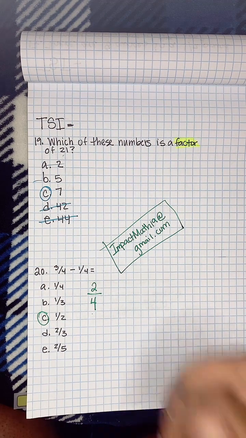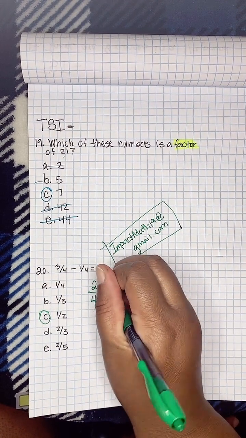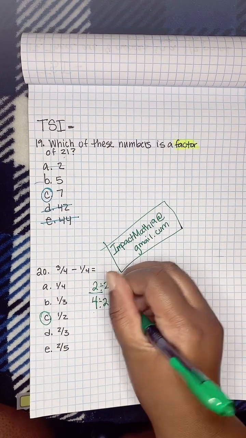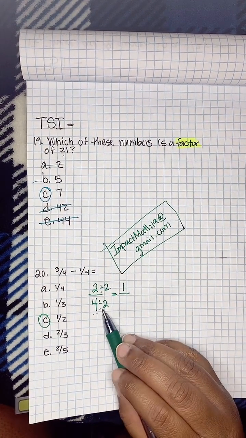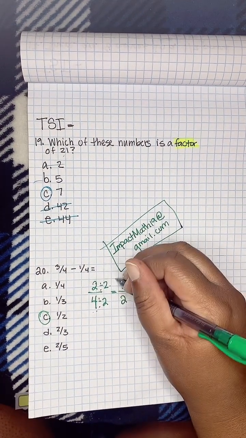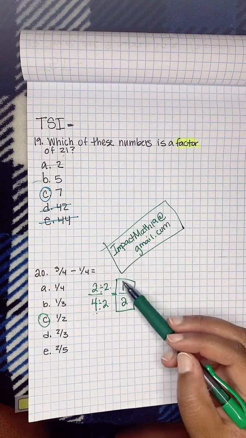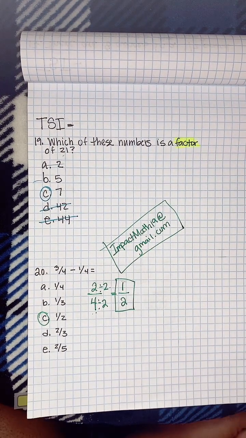So Terry said 2. Wonderful. So we can divide this by 2 and divide this by 2. So 2 divided by 2 gets us a 1. And 4 divided by 2 gets us a 2. And that's why this is our answer, 1/2.